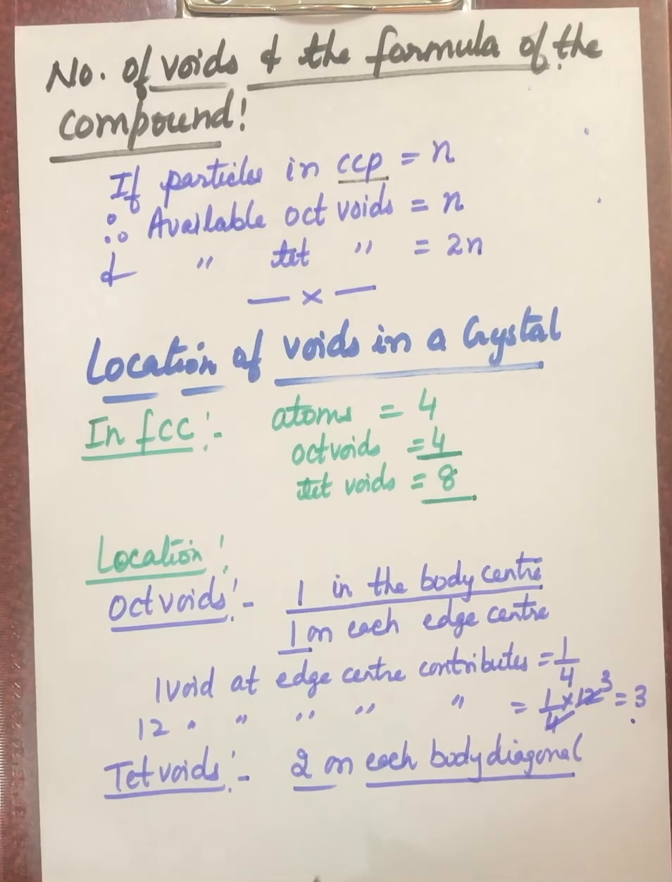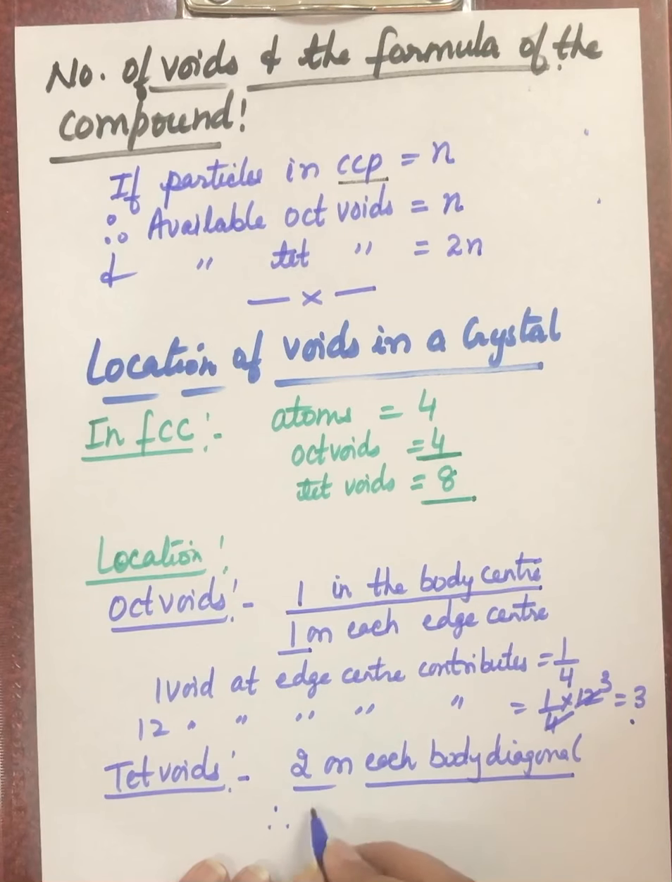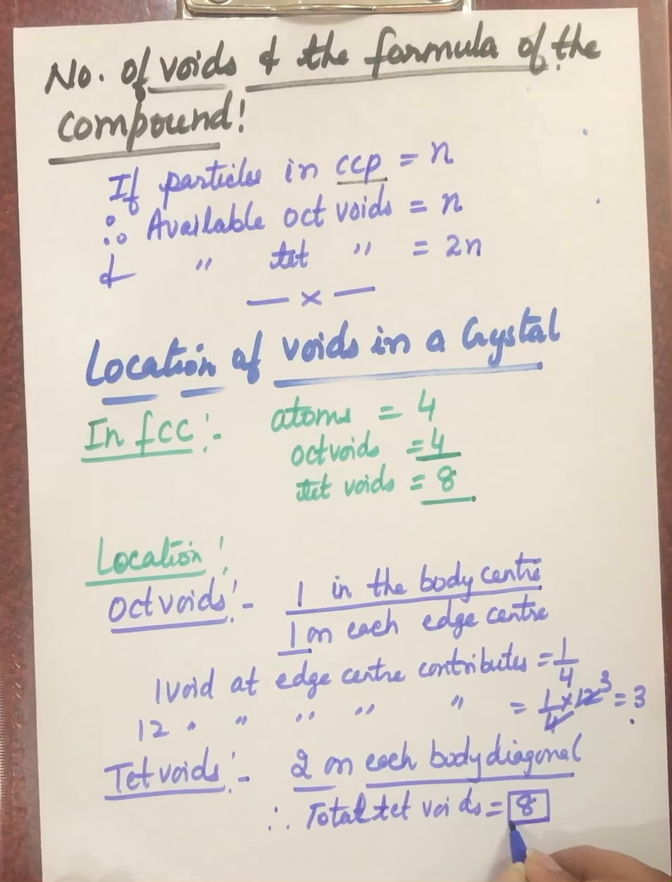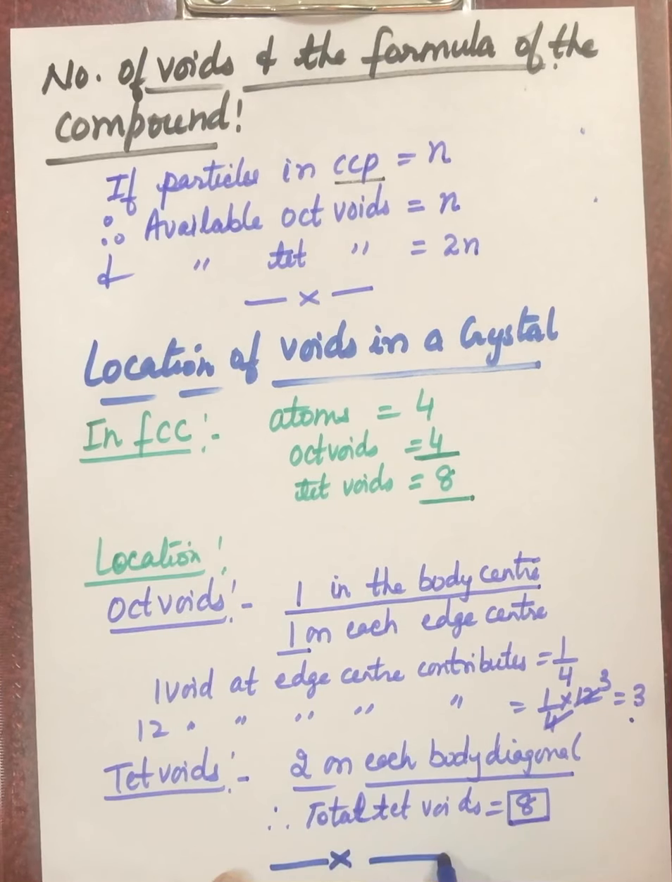So how many total will be there? Therefore, total tetrahedral voids are equal to 8 in number. 2 on each body diagonal and there are 4 body diagonals. So total tetrahedral voids are 8 in number. This is the topic.